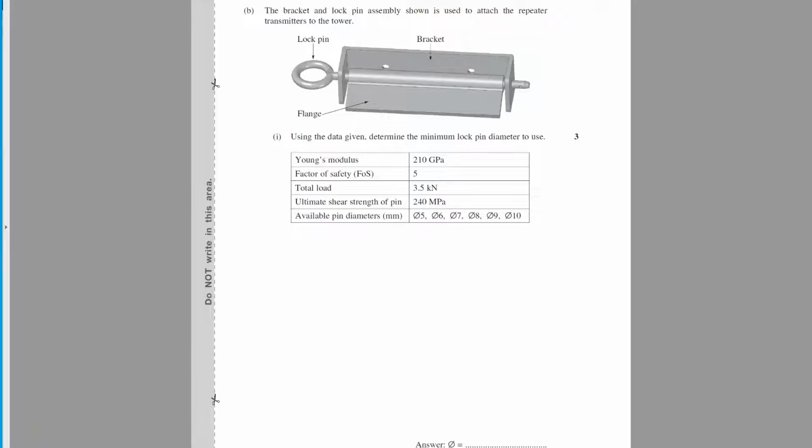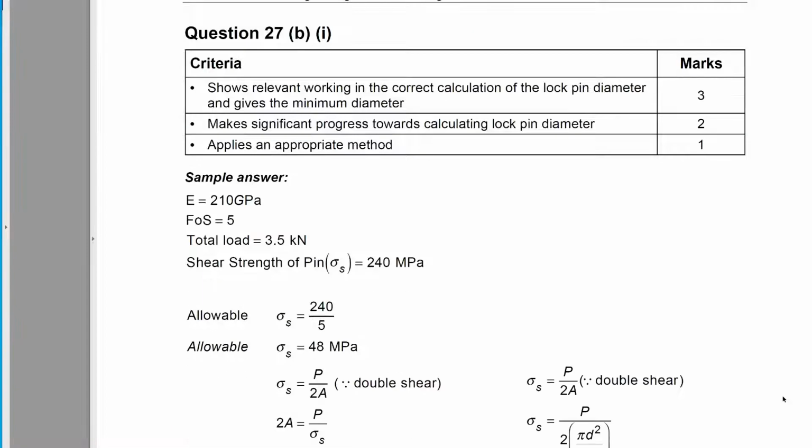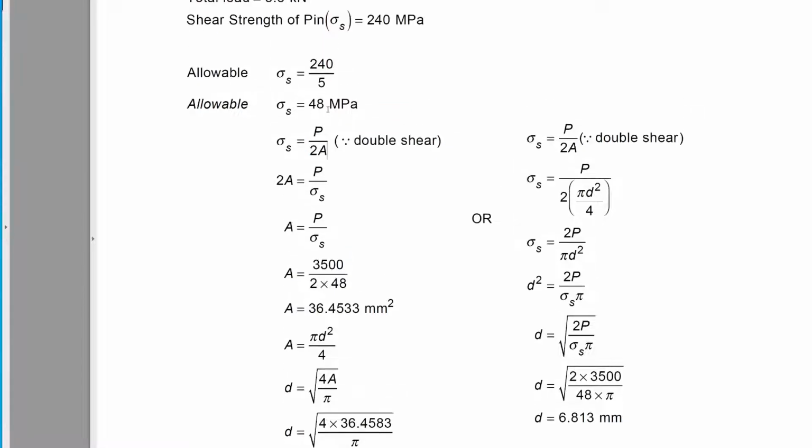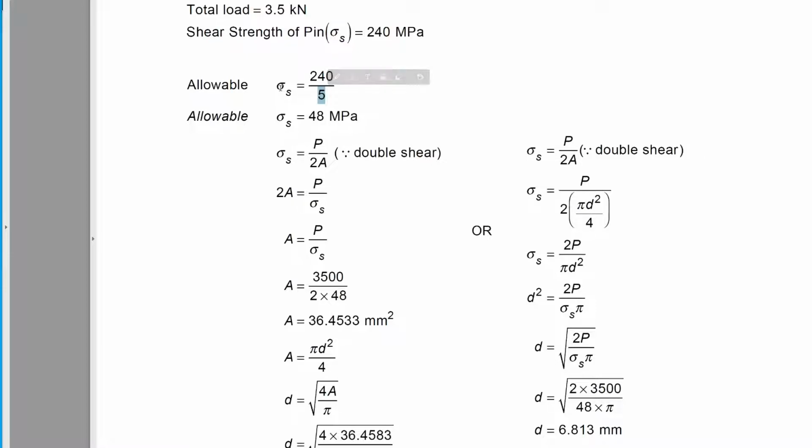So I talked about this previously in my trial, so I'm not going to go into too much detail here. But there's a fairly detailed worked solution. The first thing we need to know is that it's in double shear. So if it's in double shear, we're effectively doubling the area. The second thing to notice is that we have a factor of safety of 5. So effectively, we're taking 1/5 of the allowable stress.